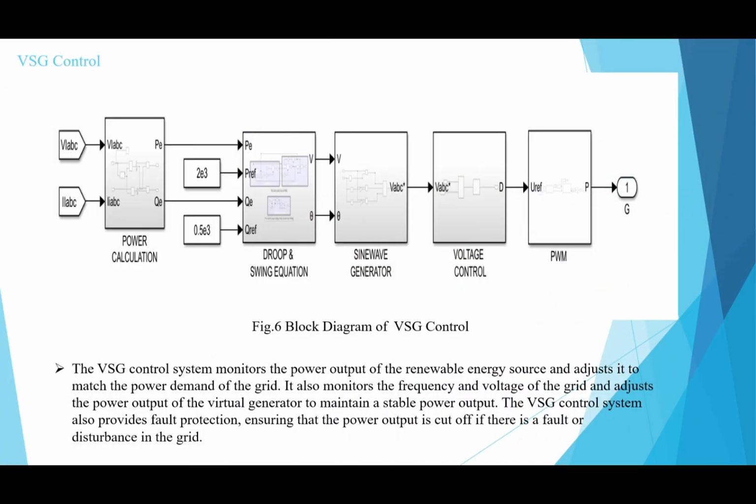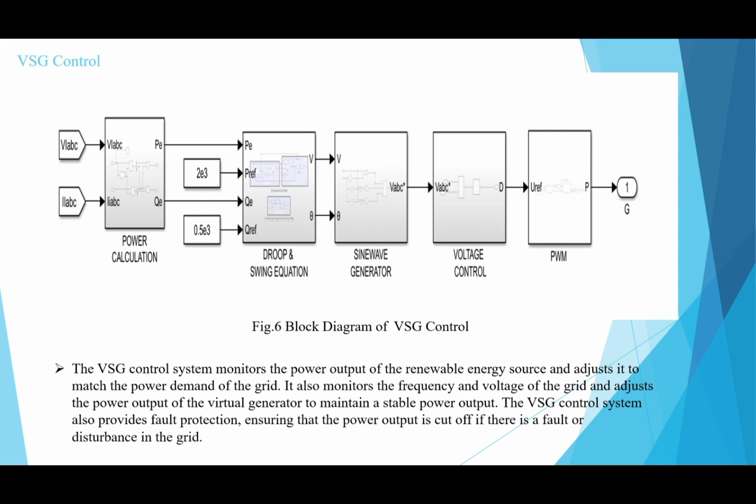VSG control. This is the block diagram of VSG control. Here input voltage and current are given to the power calculation. We can get active power and reactive power, reference active power and reference reactive power. By comparing reference and normal active power, we can get voltage and phase. This is given to the sine wave generator to produce waveforms or pulses, and it is given to voltage control. This is given to PWM, pulse width modulation, to generate pulses.